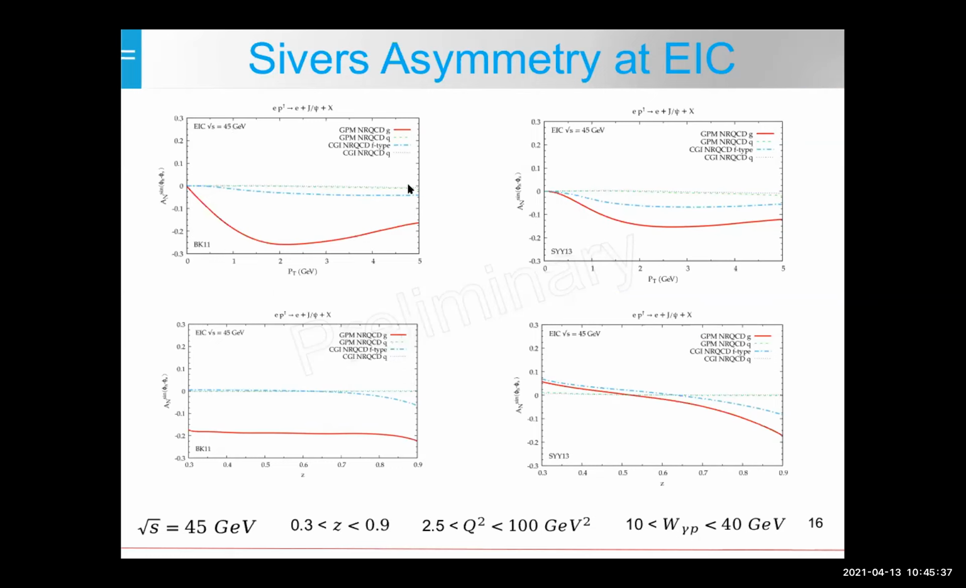In all these plots, the red solid curve represents the gluon channel contribution to the asymmetry within the GPM framework using the NRQCD framework, while the light blue dash-dotted curve represents the f-type gluon Sivers.